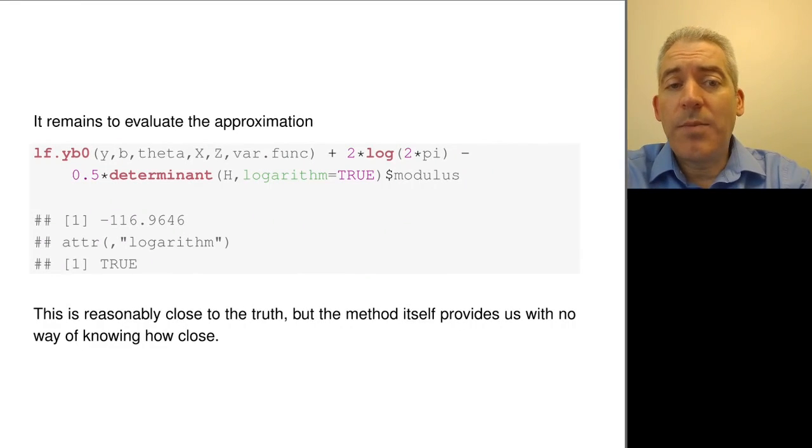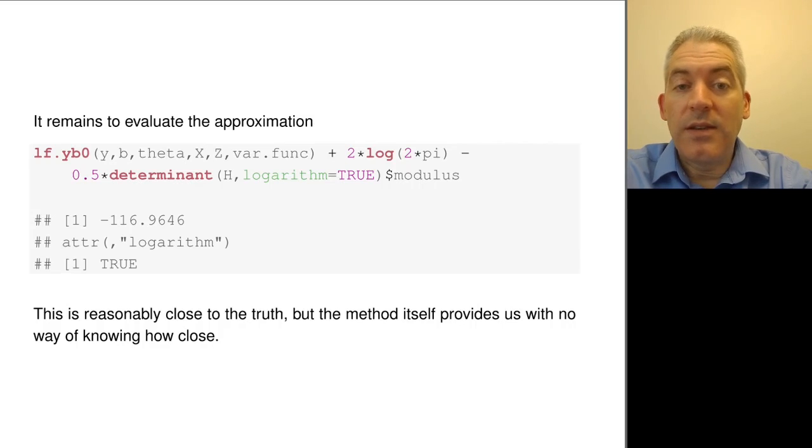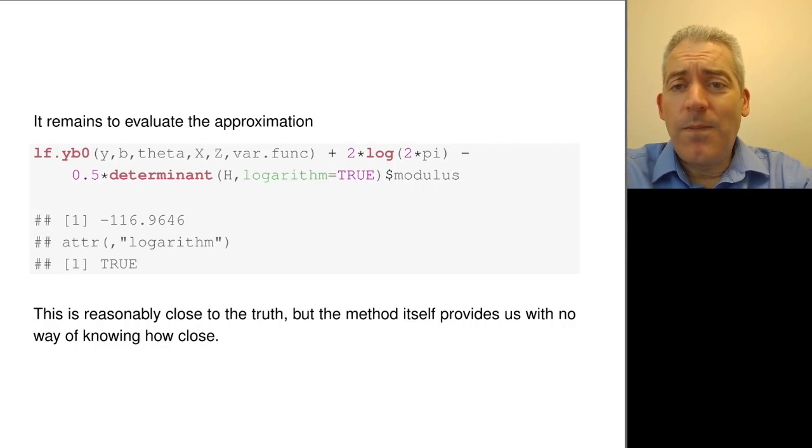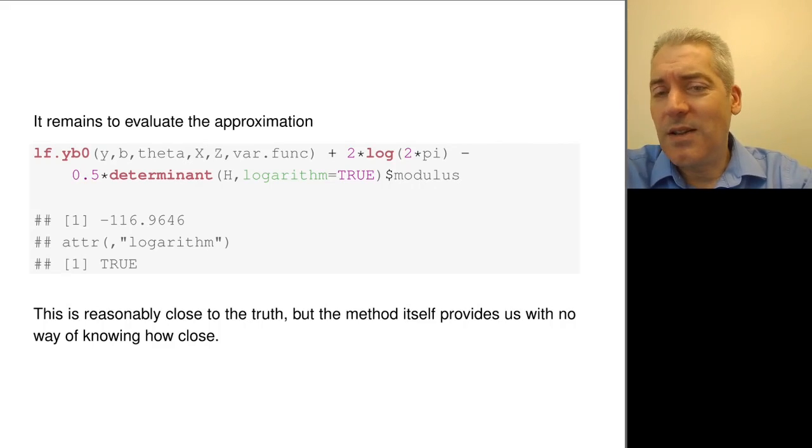Okay, so once we've got the B and the H, evaluating that Laplace approximation is a very simple operation, just given by this function here. And that gives us minus 116.9, so roughly minus 117. That's not bad, but it's not perfect. But the problem isn't that it's not perfect necessarily, it's more that we don't really know how good or bad it is. And that again, as we've previously mentioned, is one of the issues with the Laplace approximation: it's often a perfectly decent estimate, but we don't really know whether it is or not.